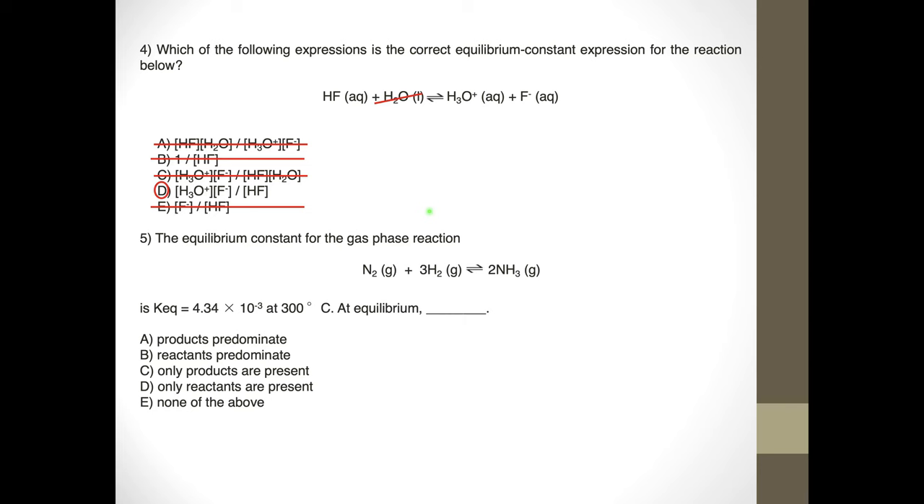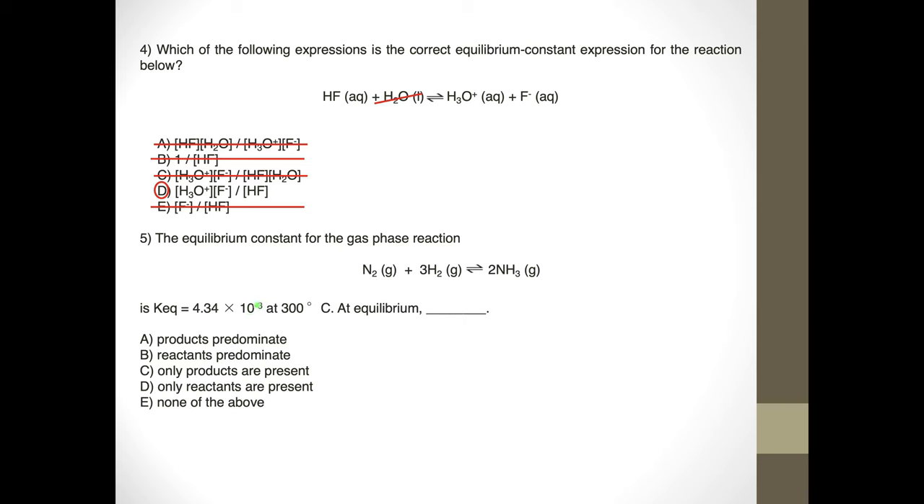Number five, the equilibrium constant for the gas phase reaction N2 plus 3H2 producing 2NH3, the Haber reaction, is this one here. So at equilibrium, what is going to happen? The products predominate, the reactants predominate, only products are present, only reactants are present, none of the above. Here we can see that the exponent here is small.